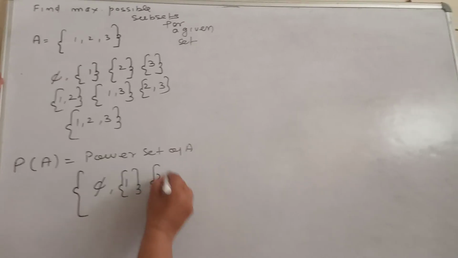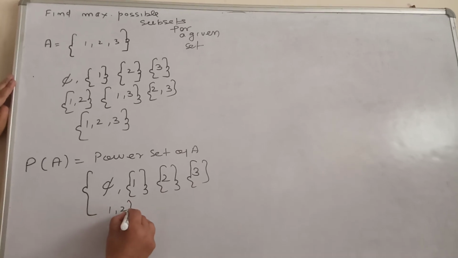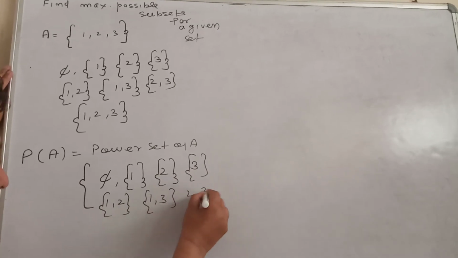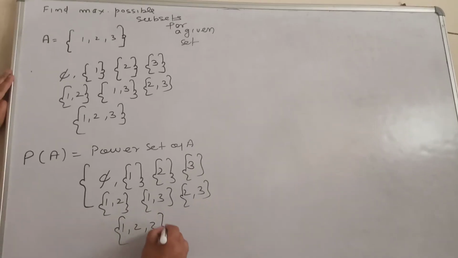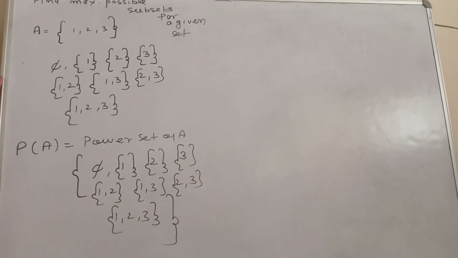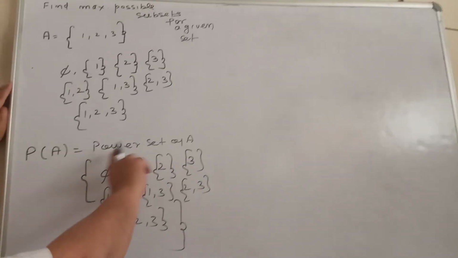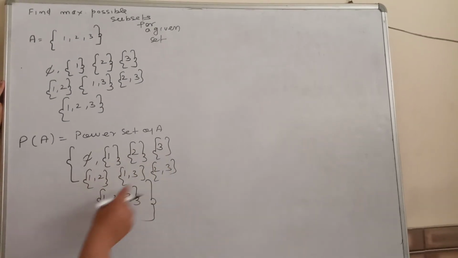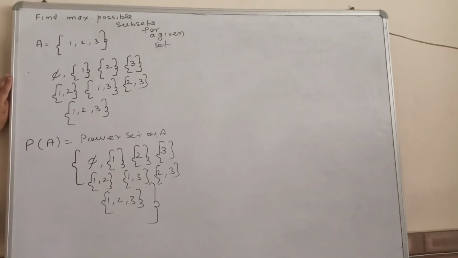{1}, {2}, {3}, {1, 2}, {1, 3}, {2, 3}, and {1, 2, 3}}. So if we collect all of them in a curly bracket, this becomes the power set. Also I have explained one property, 2 to the power n. Now there are 3 elements and 2 to the power 3 is 8. There should be 8 subsets for a set A: 1, 2, 3, 4, 5, 6, 7, 8. If there are 4 members, then we will have 16 subsets, and that collection is called the power set.